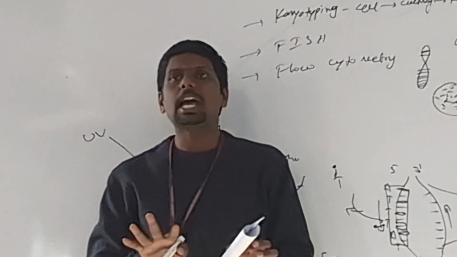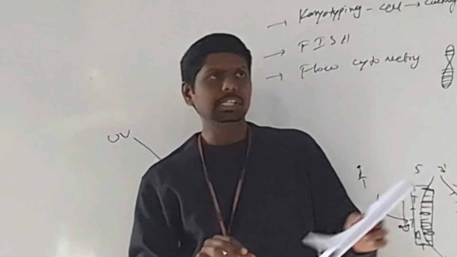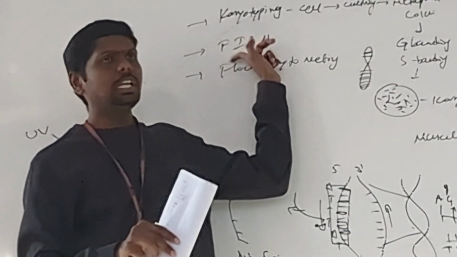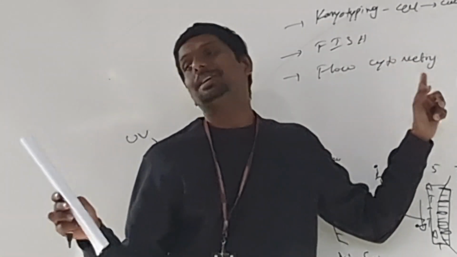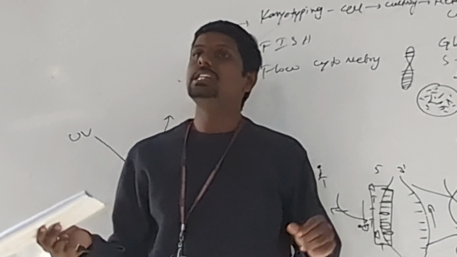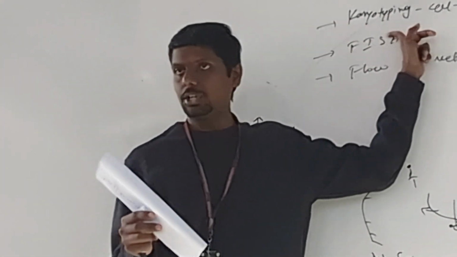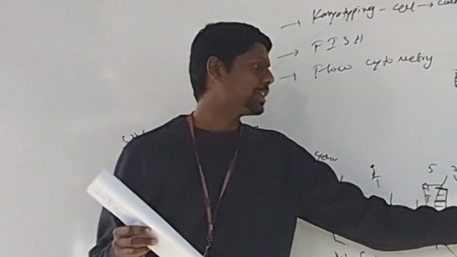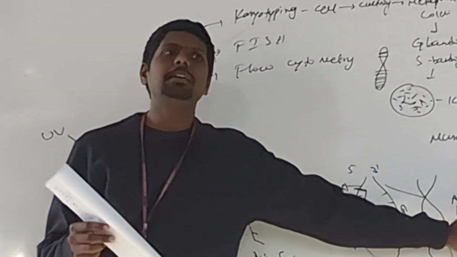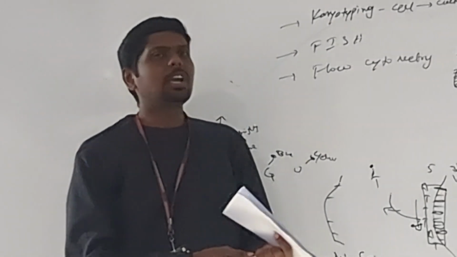And all these things happen outside the cell, not in a living cell. Hence it is called fluorescent in situ, outside the cell. We destroyed the chromosomes. In situ means outside, in vivo means inside. Fluorescent in situ hybridization. Hybridization means binding again, simply. Okay? This is called FISH.